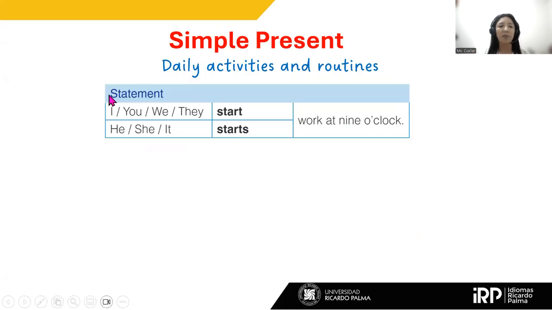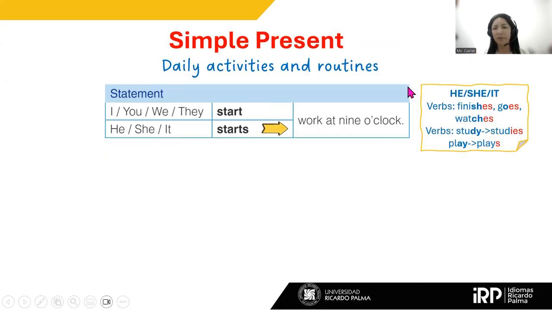For example, look at this chart. With the subject pronouns I, you, we, and they, we use the verb in the base form. For example, I start work at 9 o'clock. For he, she, and it, we add s to most verbs. For example, he starts work at 9 o'clock.